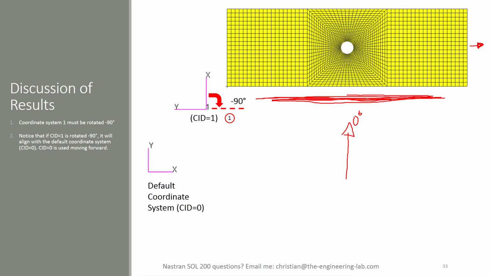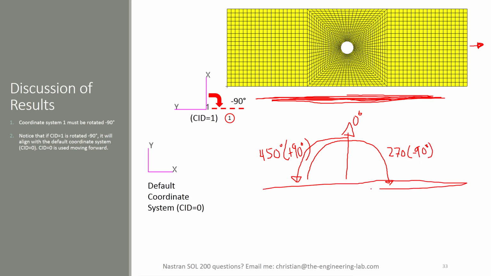The optimizer has told us that one solution would be 450 degrees, which is equivalent to positive 90 degrees. And then the optimizer swung back around and gave us another solution, which is 270 degrees, which is equivalent to negative 90 degrees. So at this point, you'll see that both of these solutions align the 0 degree ply in the horizontal direction. So this makes sense to us.